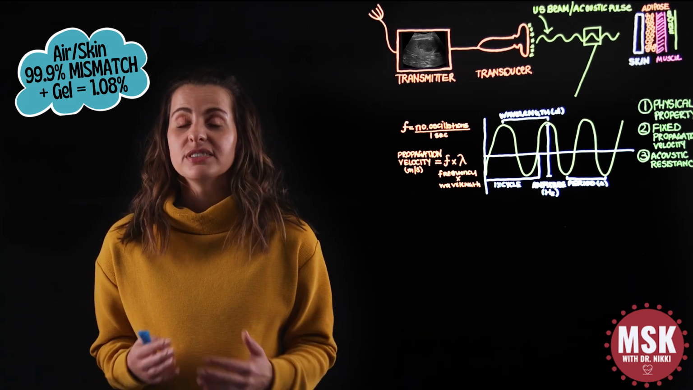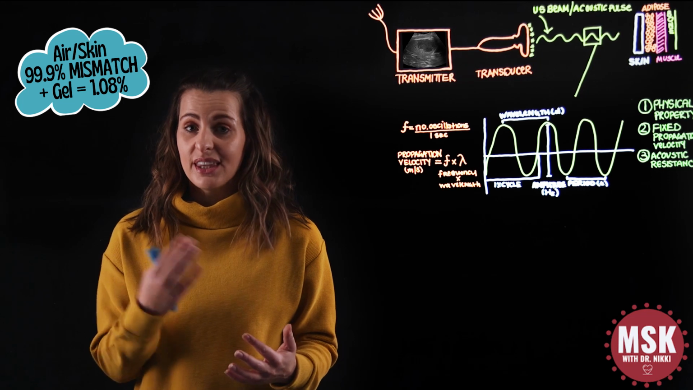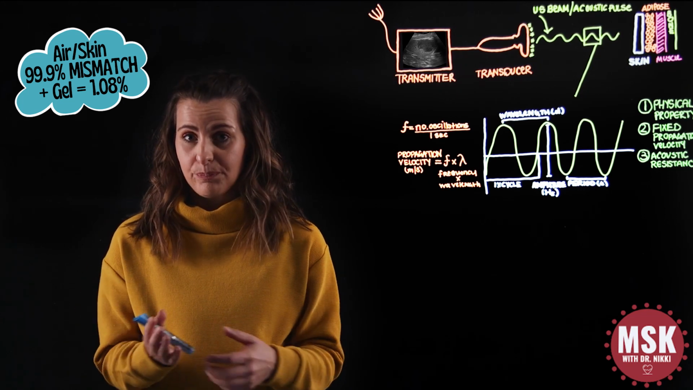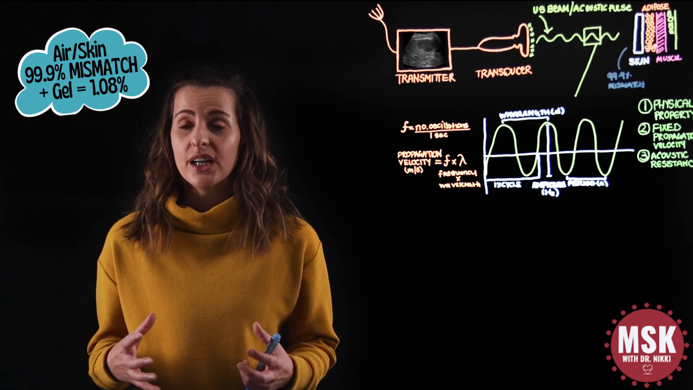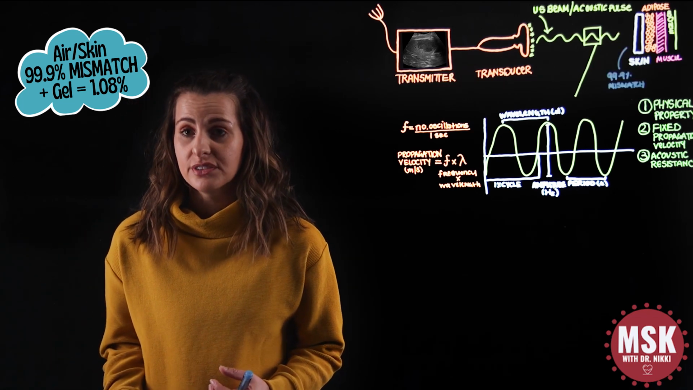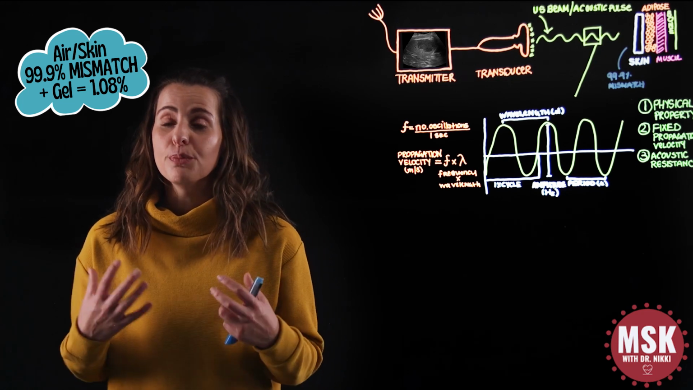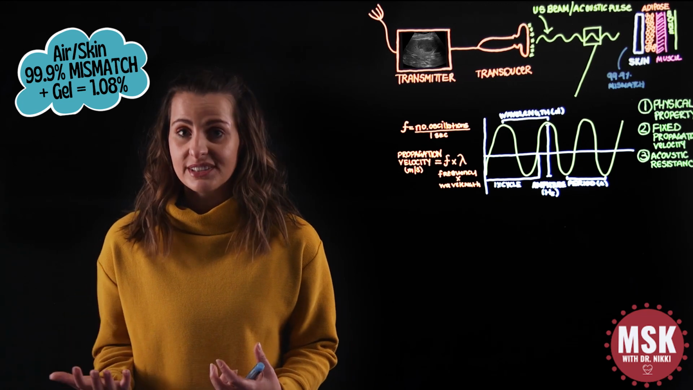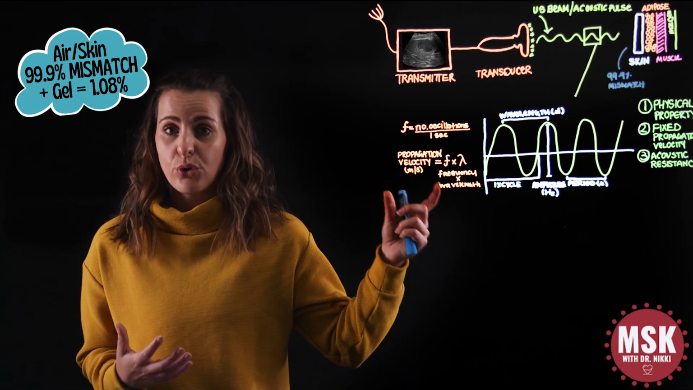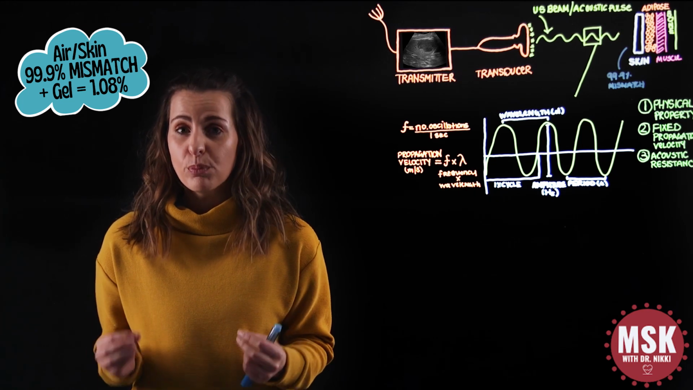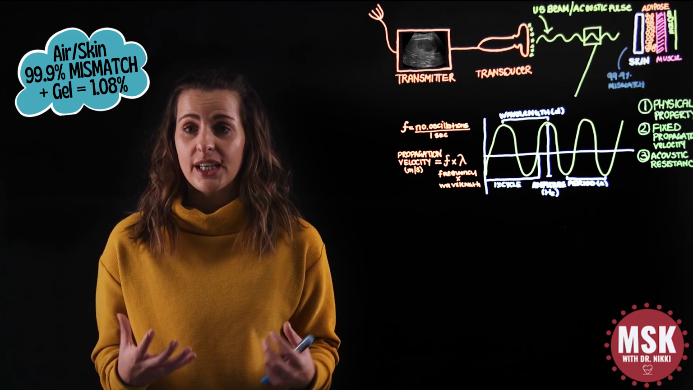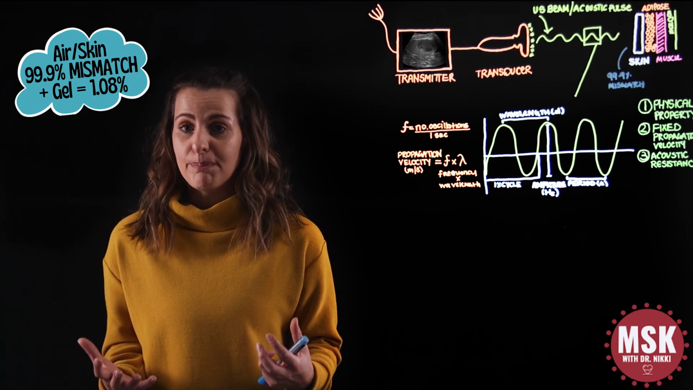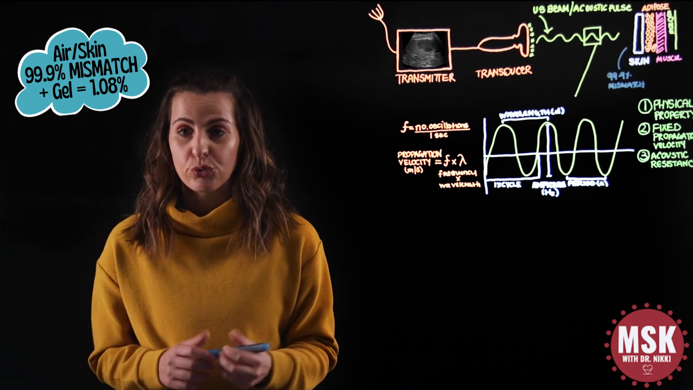This is because we have such a big difference between the attenuation of air and that first layer that is going to be skin. This is why ultrasound gel is so important for us to use, because it's going to help us to match those acoustic properties of skin. In turn, it reduces the impedance from 99.9% to only 1.08% of energy then being reflected back to the probe. This means that most of that beam can then penetrate or travel through the skin.